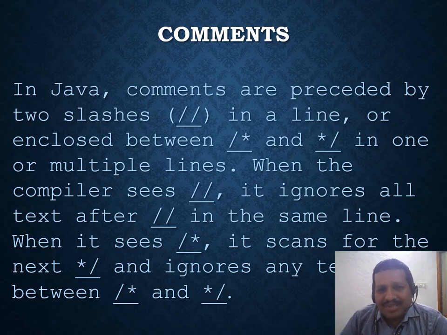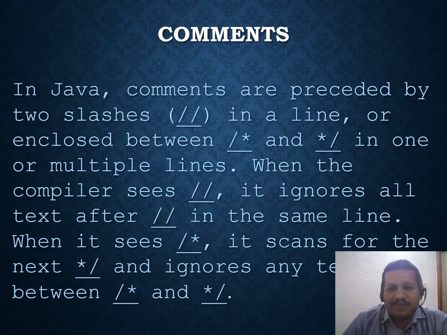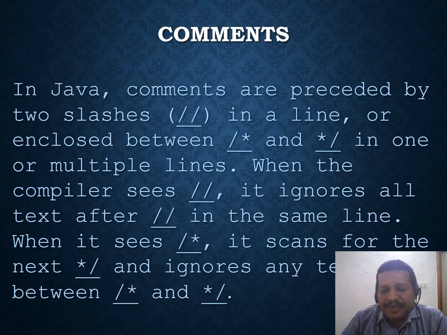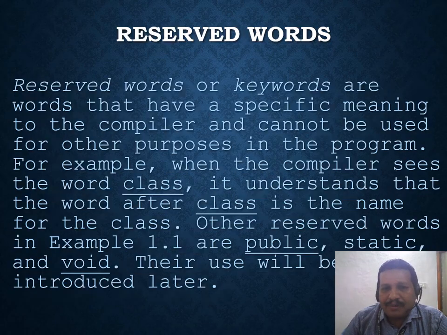Okay, what is a comment? Comments are preceded by two slashes in a line or enclosed in slash-asterisk and asterisk-slash symbols across one or multiple lines. These statements are available in the Java program, but they are not executed, whereas they give you information about the program. That is why it is called a comment.